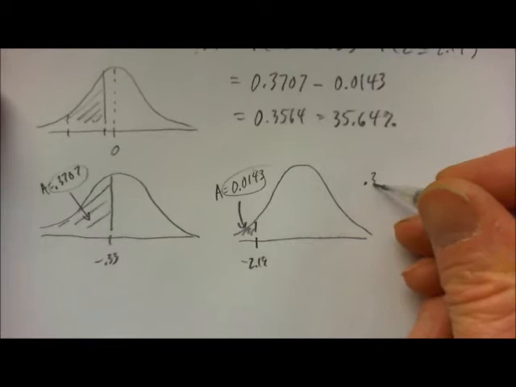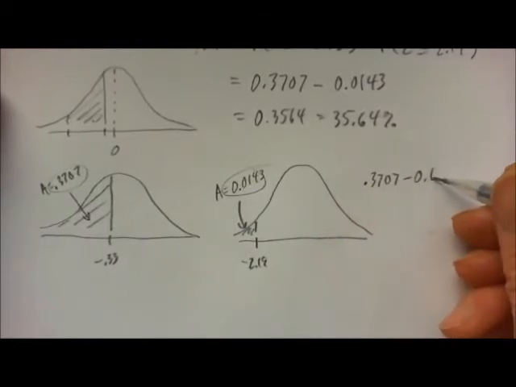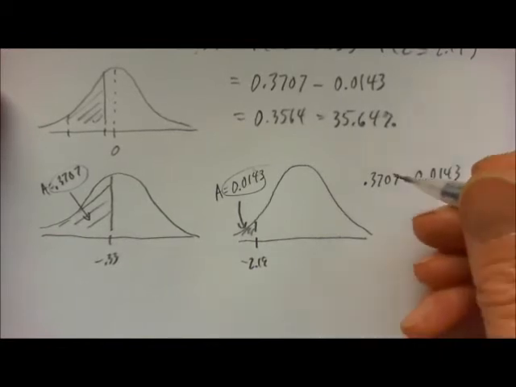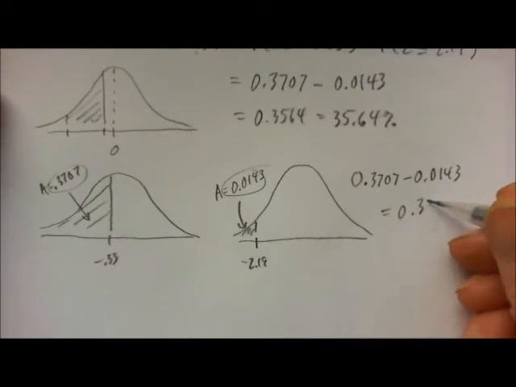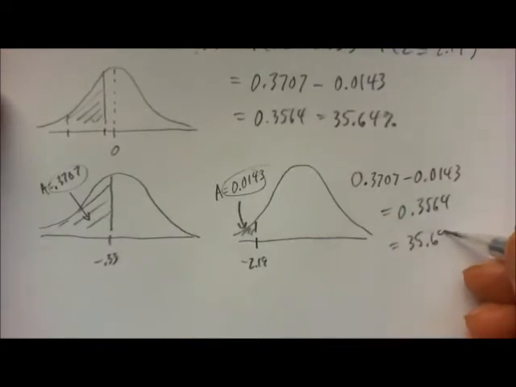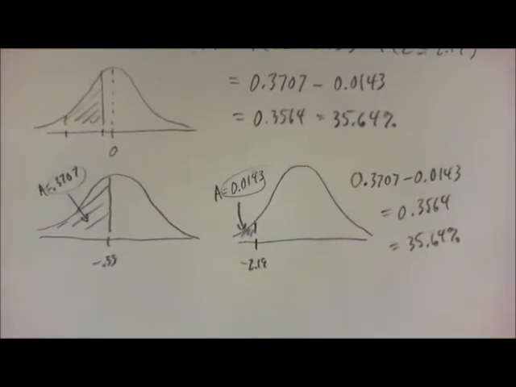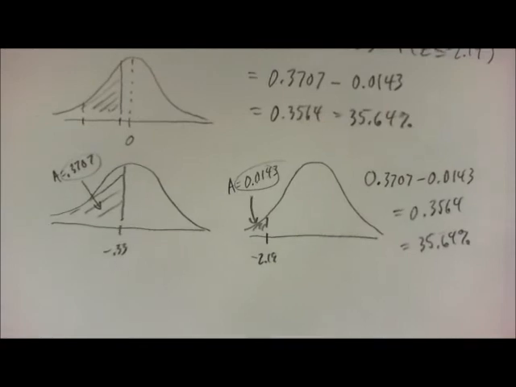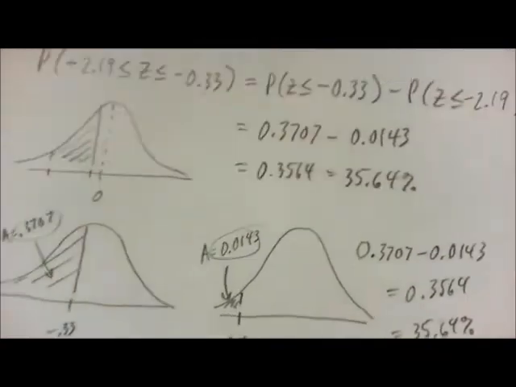So we have 0.3707 minus 0.0143 equals 0.3564, which is 35.64%. So that concludes our lesson for finding areas under the standard normal distribution. Actually, let's conclude by just summarizing the three cases that we run into.